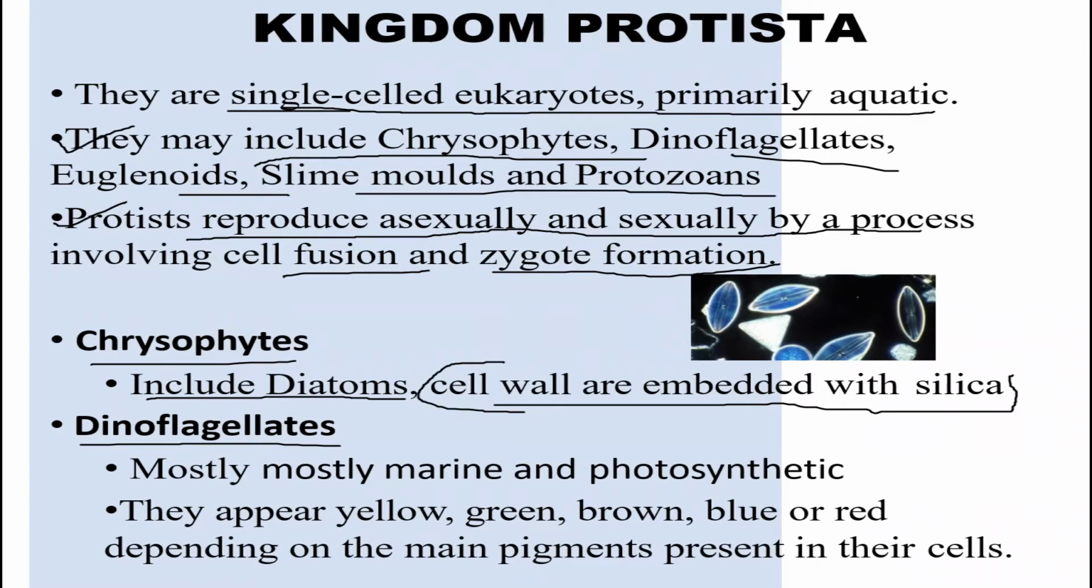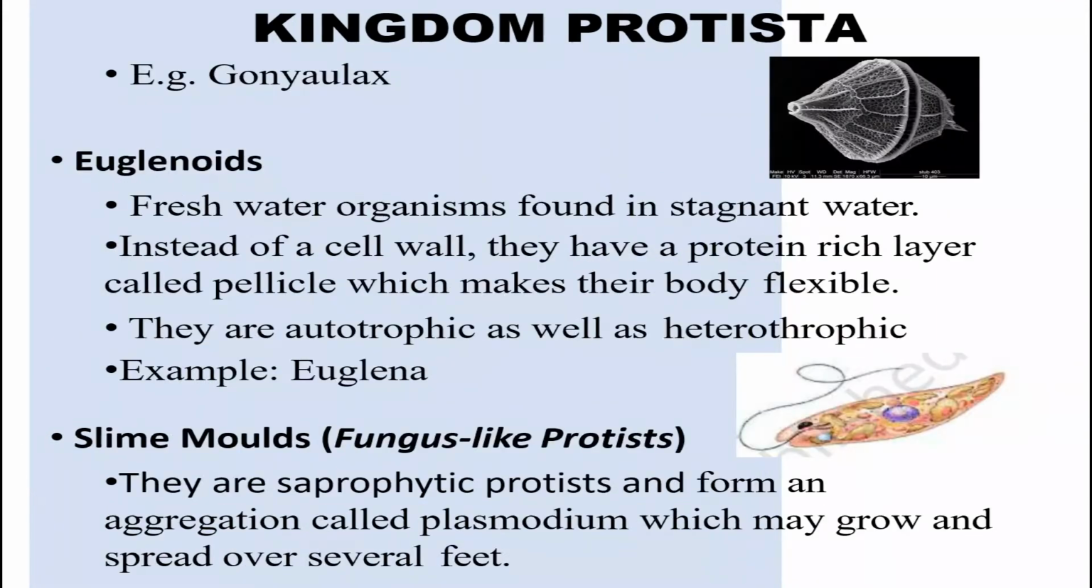Then dinoflagellates. These are mostly marine and photosynthetic. Also, they appear yellow, green, brown, blue, or red, depending on the pigment present in their cells. So these two were common examples of protista. Let's see what we have more. Some examples of dinoflagellates would be Gonyaulax. This is a picture of Gonyaulax, which comes under dinoflagellates.